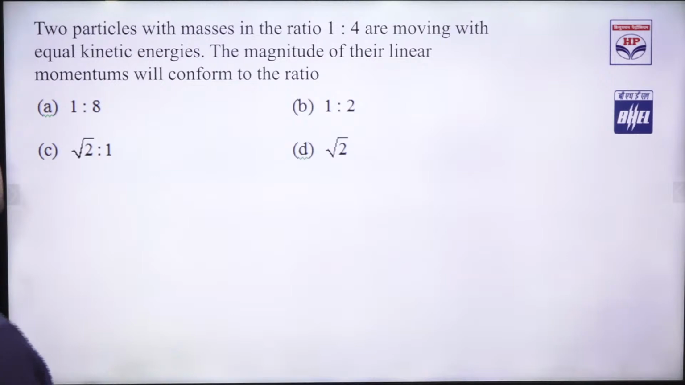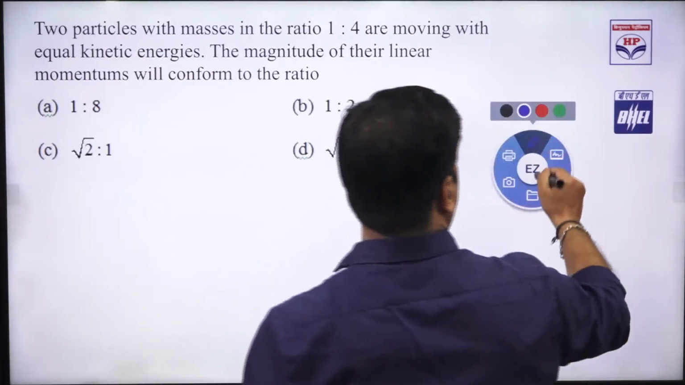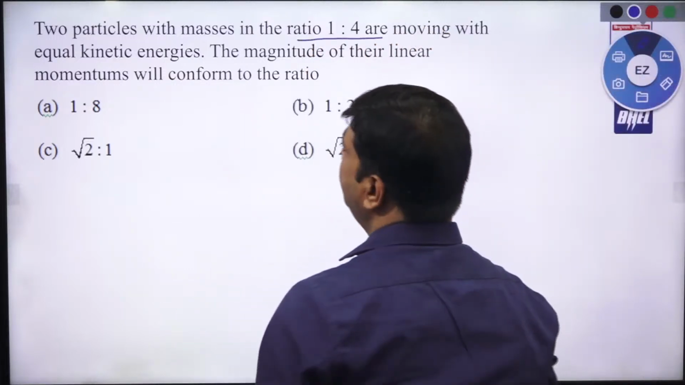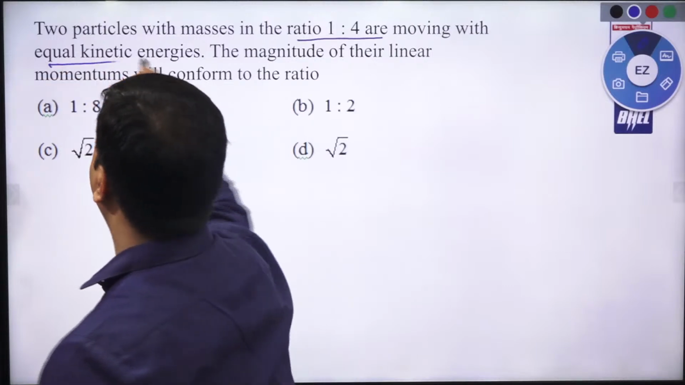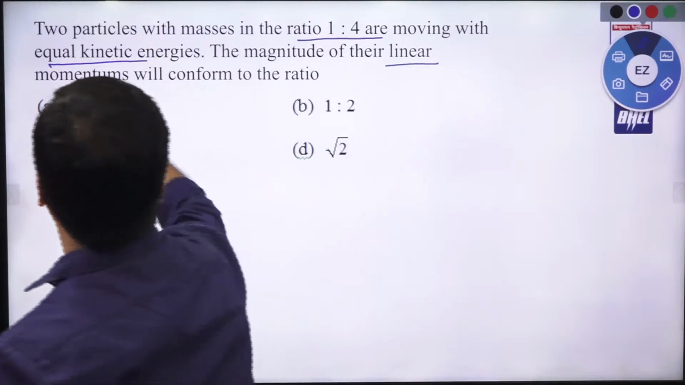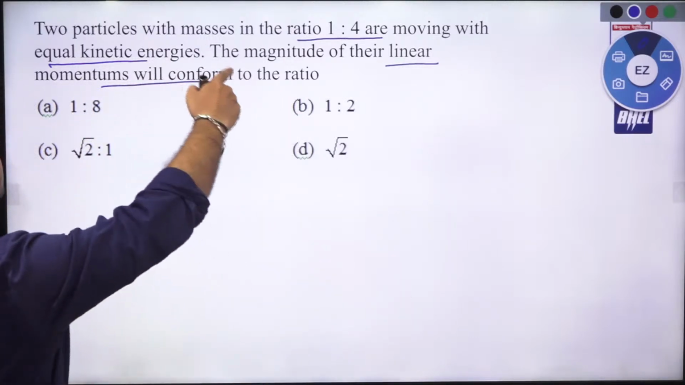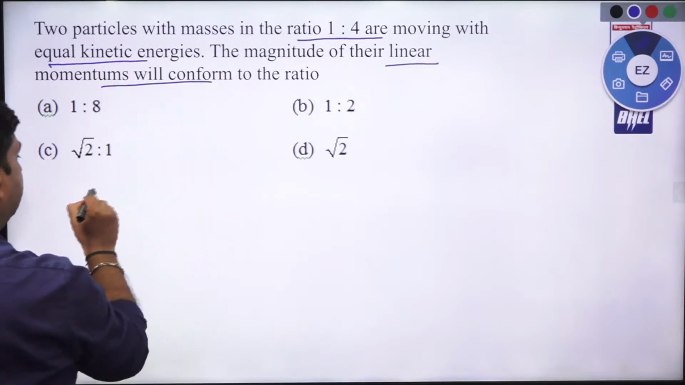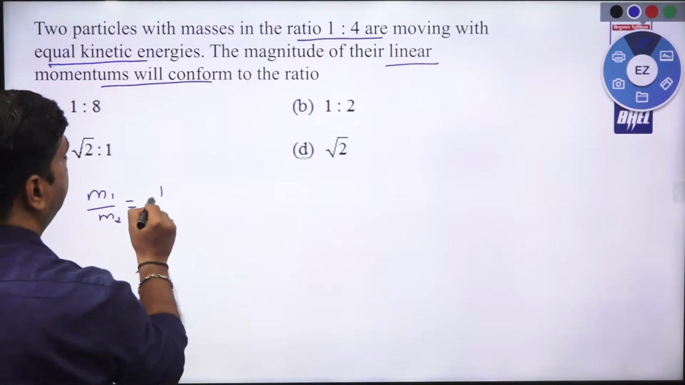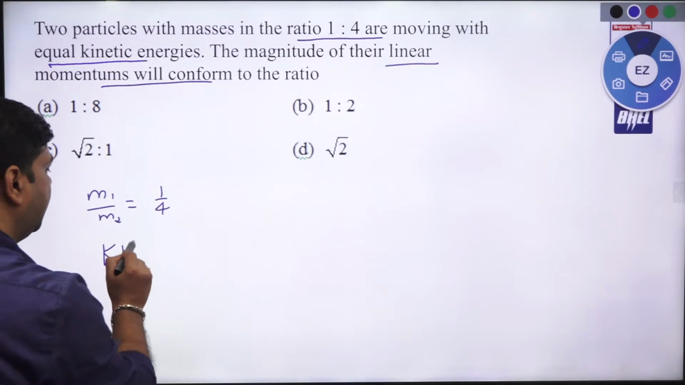A question is saying that two particles with masses in the ratio of 1:4 are moving with equal kinetic energies. The magnitude of their linear momentum will be in the ratio of how much? First, the particles have masses m1 by m2 given to be 1:4, and they have the same kinetic energy.